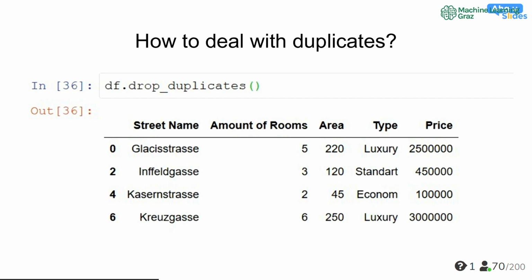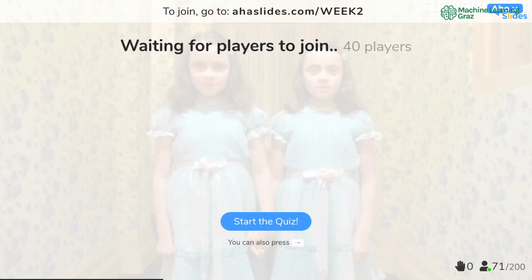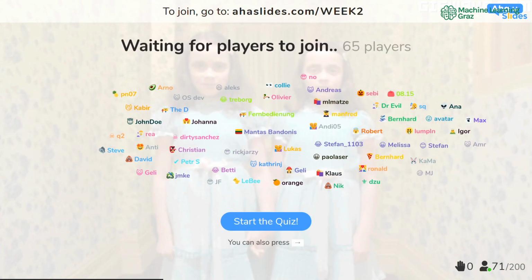So if we say df.drop_duplicates, it will remove all duplicates. But it's important to understand that in pandas, when you do such a transformation on a data frame, it's not changing your data frame, it's creating a new data frame. So you have to write df equals df.drop_duplicates to save your results, because if you don't write it, it just shows you how it would look without duplicates. So now we learned this new command, df.drop_duplicates, and it's time to implement.